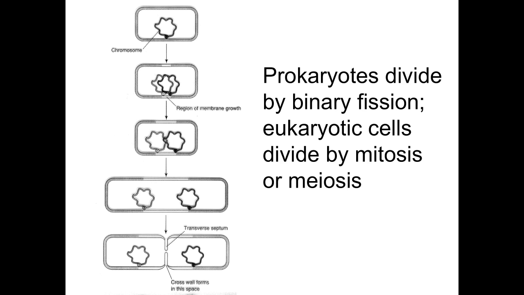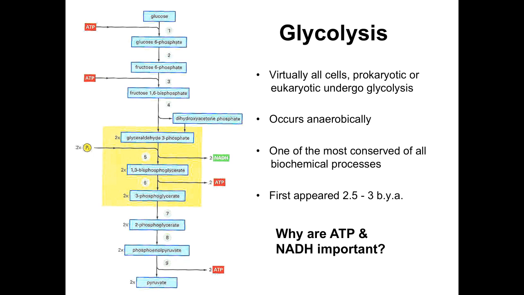As you know, prokaryotes divide by binary fission, and eukaryotic cells divide by mitosis, or meiosis if one is talking about the production of gametes. Every cell, whether it's a prokaryotic cell or a eukaryotic cell, virtually every cell undergoes glycolysis. And you should recall from biochemistry, glycolysis occurs anaerobically. It's one of the most conserved of all biochemical processes. It probably appeared something like 2.5 to 3 billion years ago. So it's one of the most ancient of all biochemical processes.